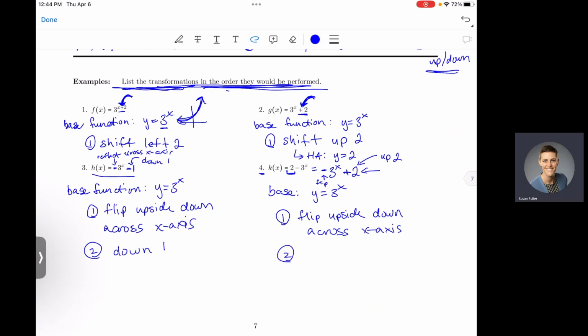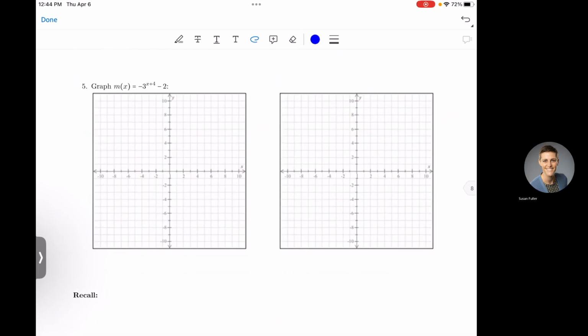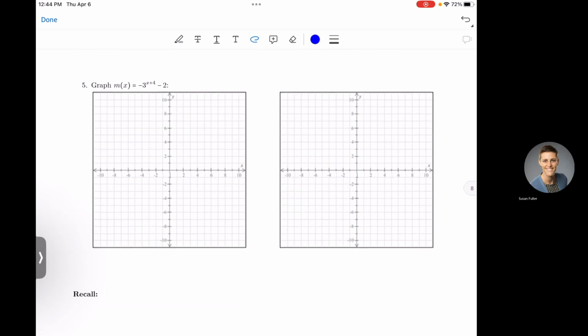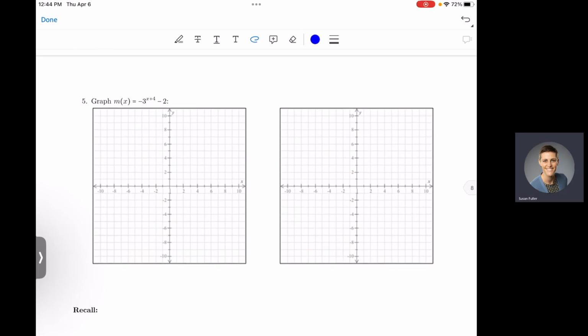And the second thing that we'll do then is shift this thing up 2 units. All right. Last thing is that we want to graph this function: -3 to the x plus 4 power, minus 2.